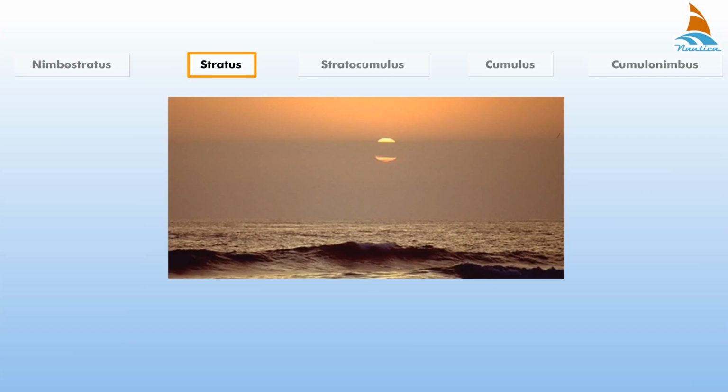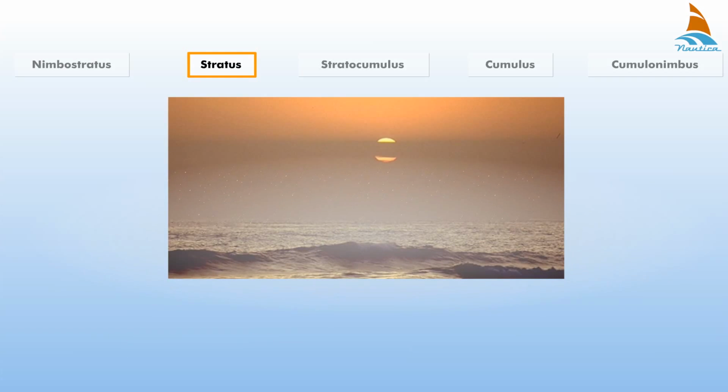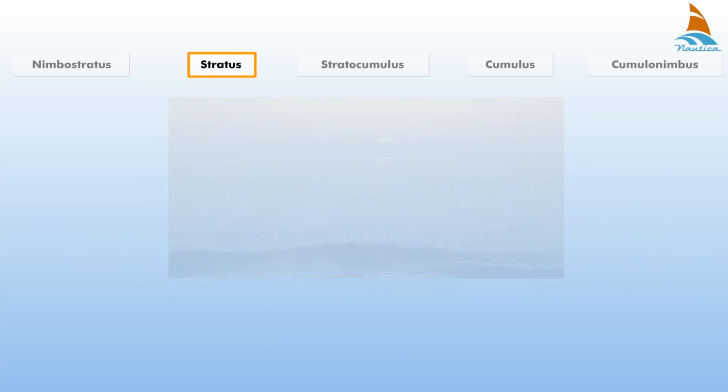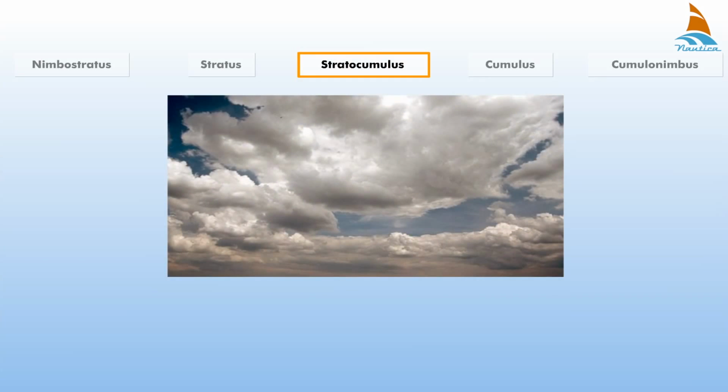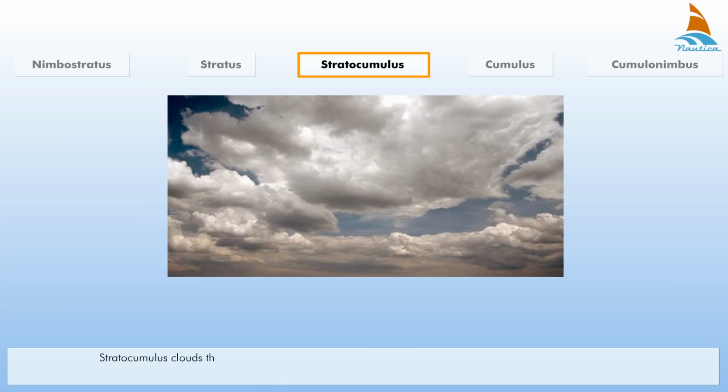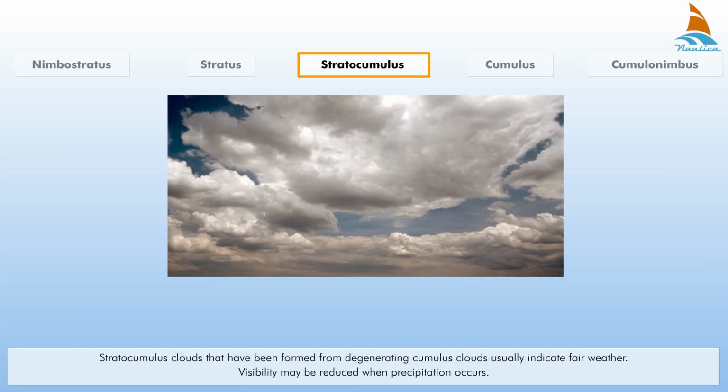Stratus clouds are grey, thin, and usually featureless. These clouds bring fine drizzle or snow grains and, in certain conditions, fog. Stratocumulus clouds can cover part or all of the sky. Sometimes some holes in the cloud deck can be observed. These clouds usually produce light rain or snow. Stratocumulus clouds that have been formed from degenerating cumulus clouds usually indicate fair weather. Visibility may be reduced when precipitation occurs.